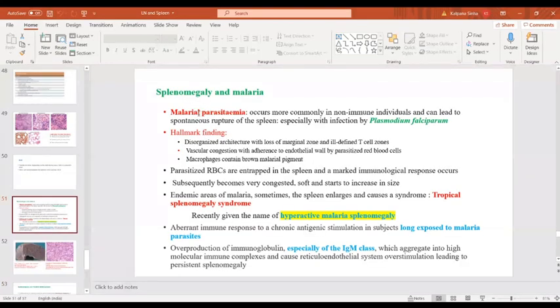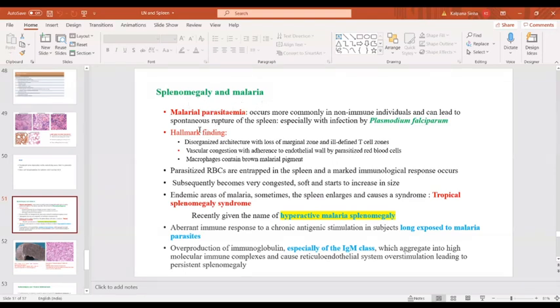Coming to malaria. So these were the benign conditions affecting the lymph node. Some were infectious and some were non-infectious, and among non-infectious, sarcoid is the most important cause of chronic granulomatous lymphadenopathy. Now I am coming to splenomegaly. Malaria is a very important cause of massive splenomegaly.